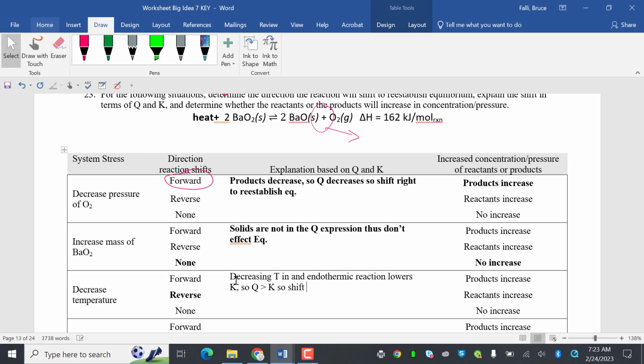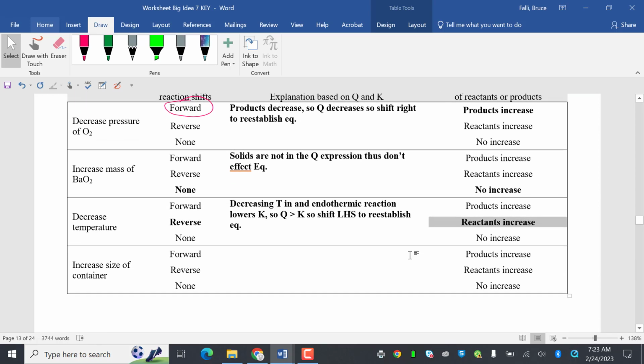So shift left-hand side to re-establish equilibrium. So if I'm shifting left, the reactants will increase.